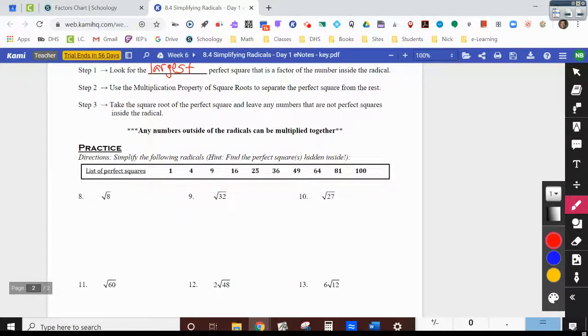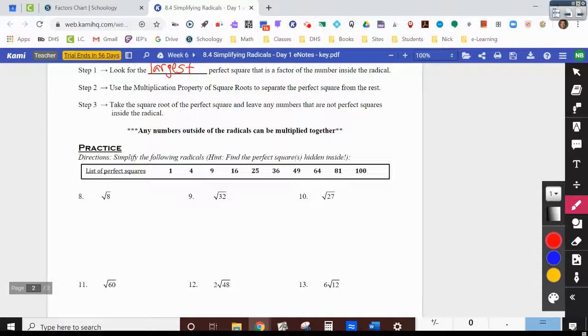And again, here's a list of these perfect square numbers. If you're not able to print out these notes, have these perfect square numbers written out on the top of your page. I would recommend having it written out on the top of every single page that you do when you're doing these radical problems and simplifying. All right, so here we go.